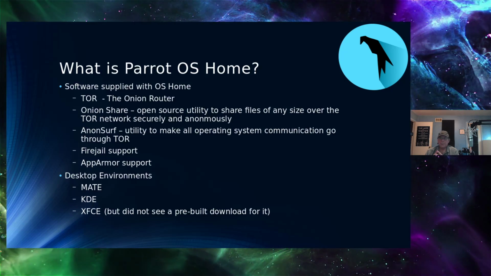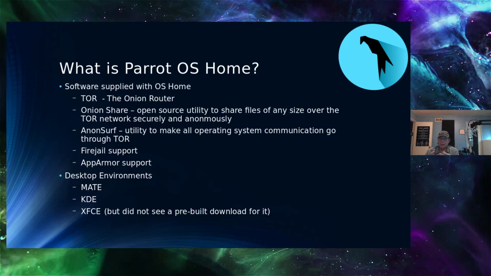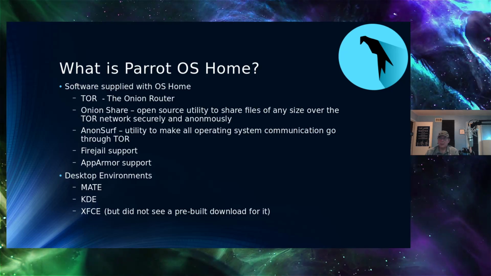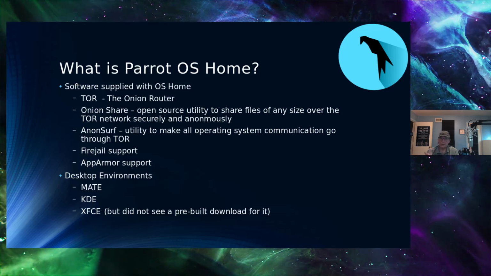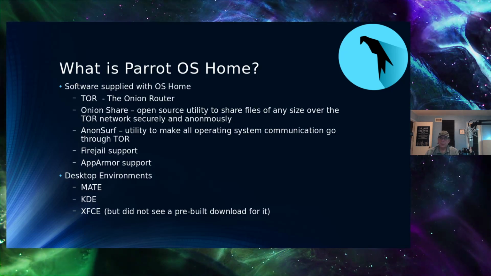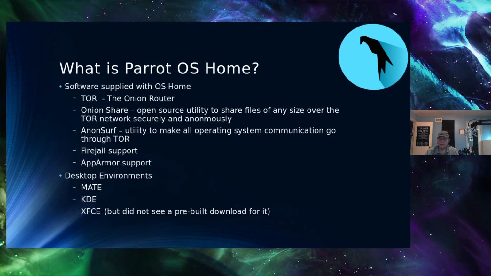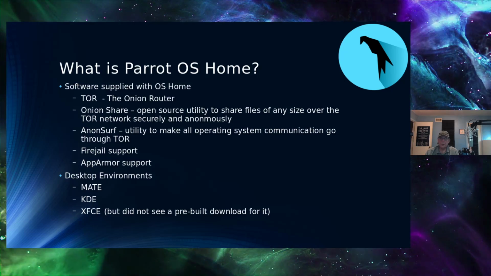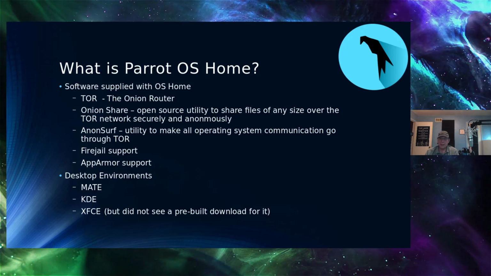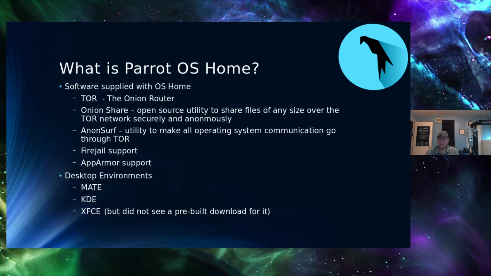Anonsurf is something that's provided with Parrot OS so that if your operating system is making communications back to the internet on its own, like checking for packages, or maybe it's sending information to other developers, maybe you're sending it through Git or something like that, you have some command line apps, those will go through Tor if you have Anonsurf on. It also supports Firejail, and it also supports AppArmor.